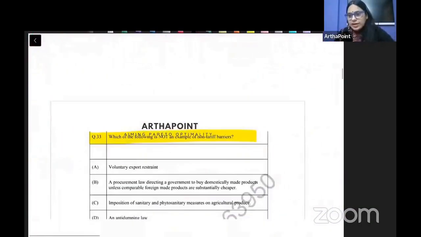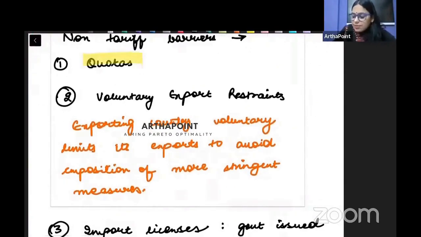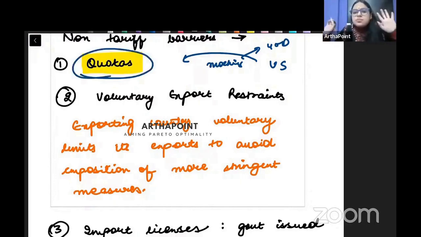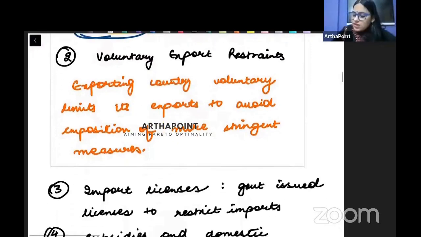Now, what are non-tariff barrier examples? The first example is quota. You are fixing that you can only import this much. For example, we fixed that the machines coming from the US cannot cross 400. We won't import more than 400 machines from the US. That is putting a quota. We are fixing the number of imports. No tax has been imposed. We are just fixing the number. That is a quota.